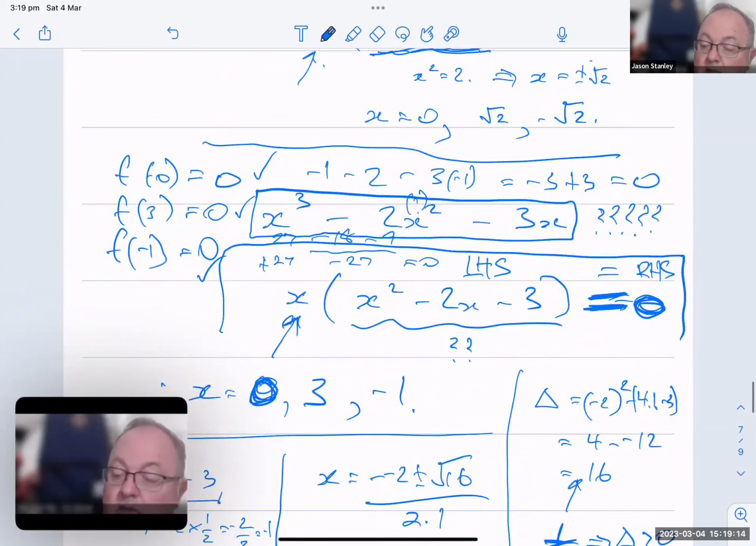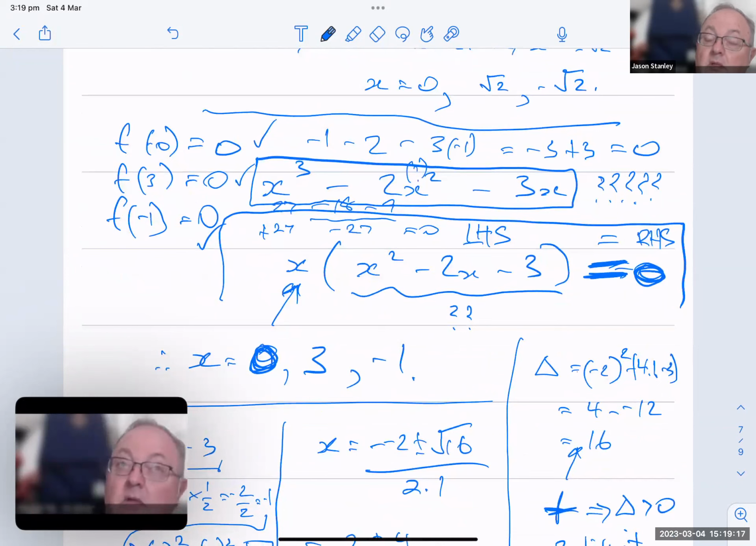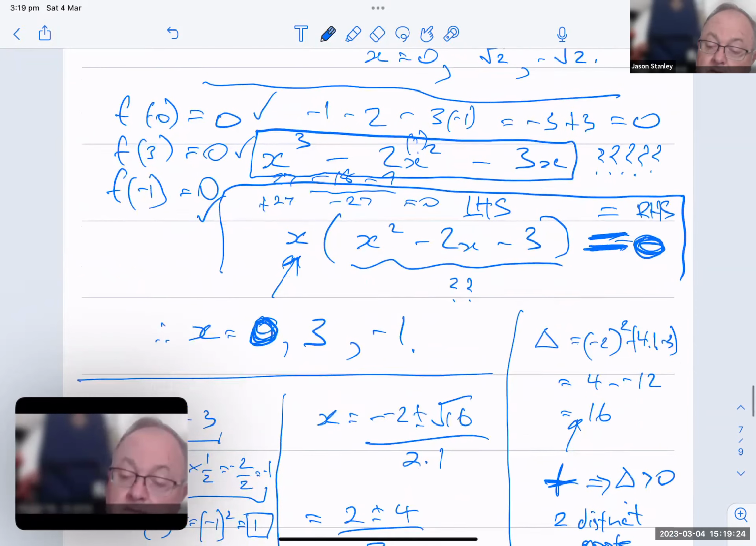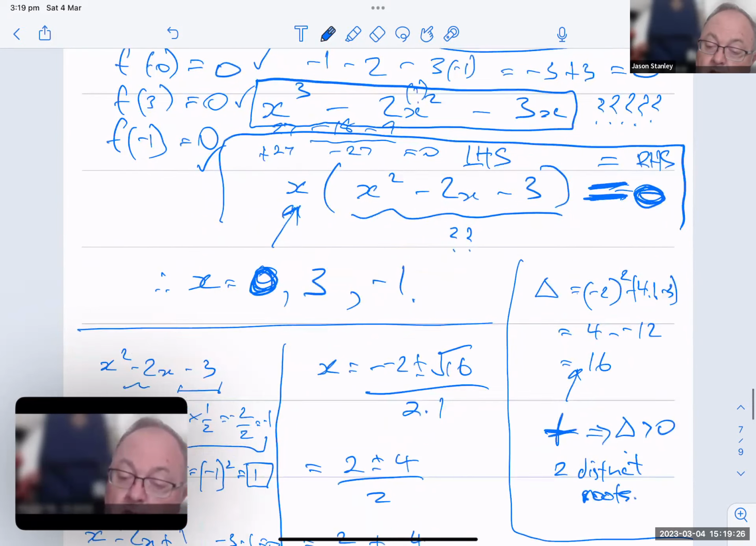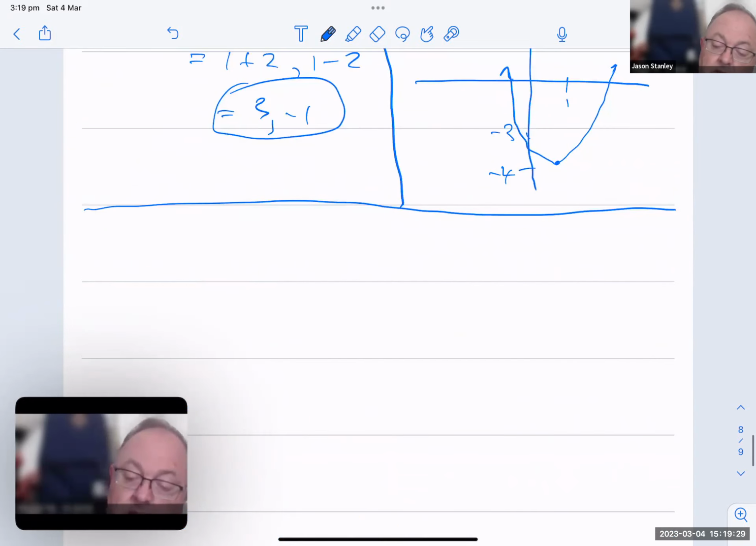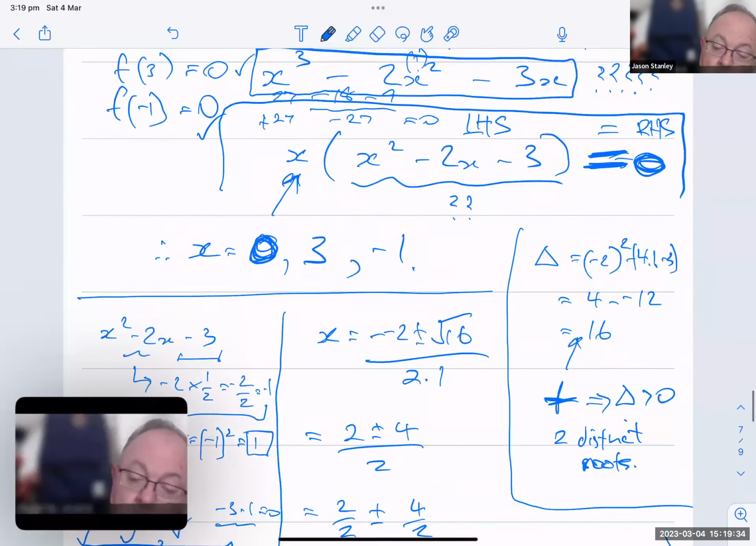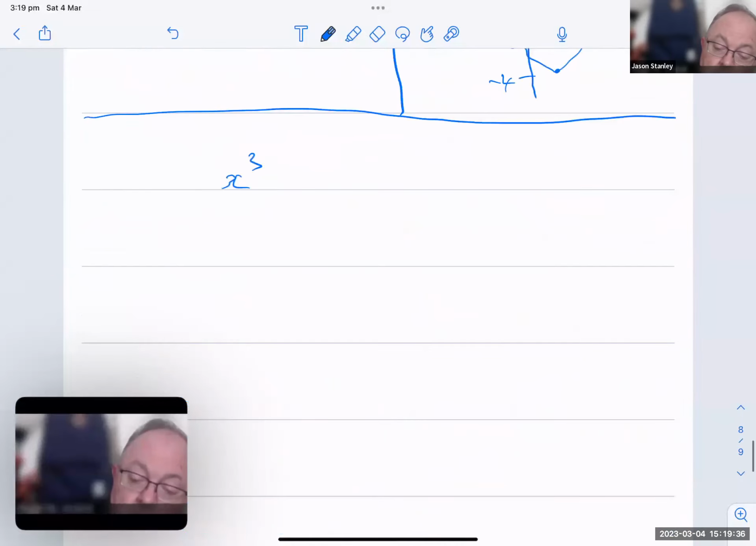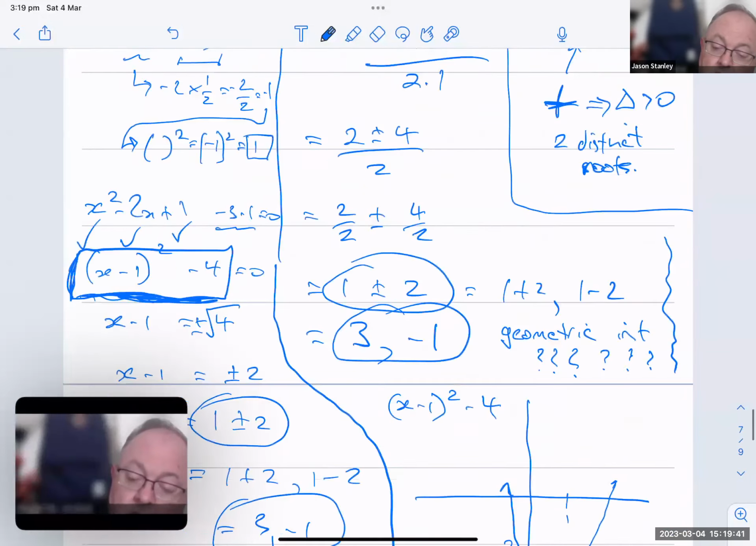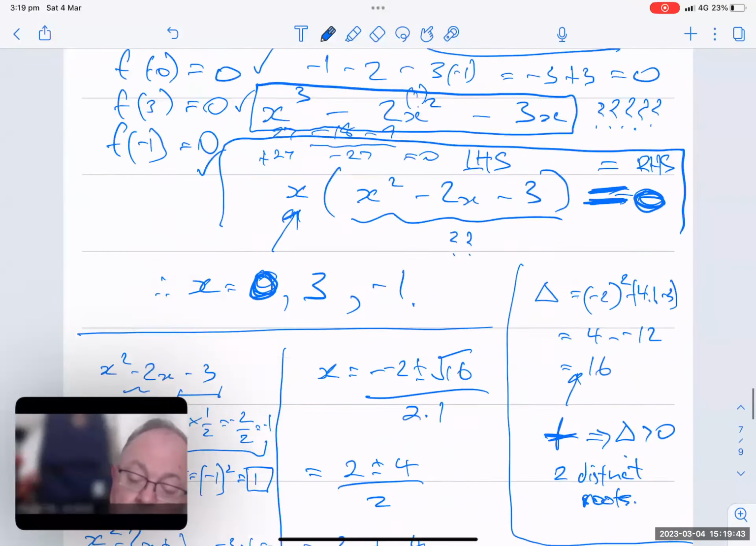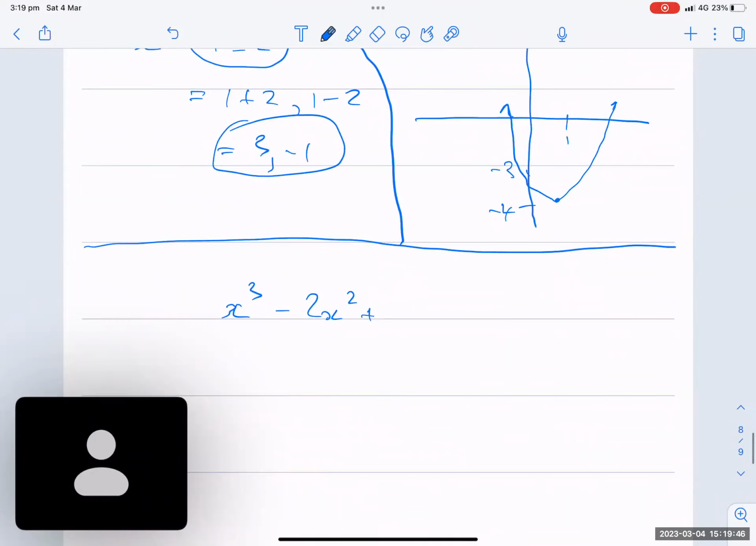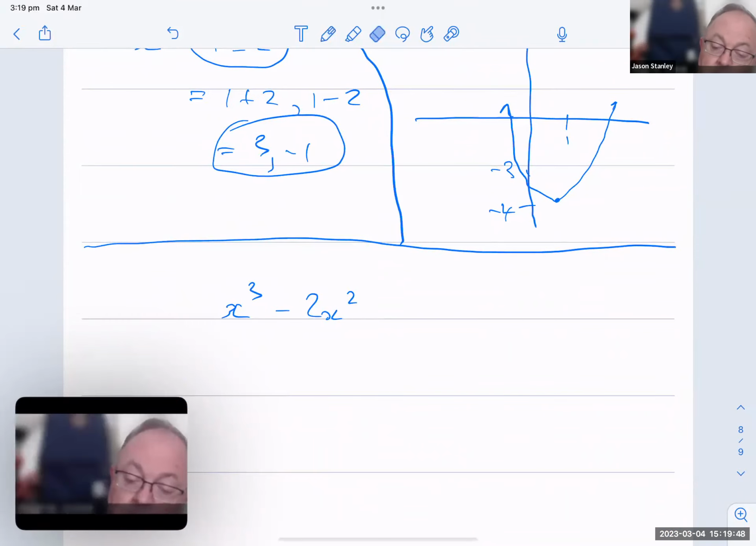Now, guess what we haven't done? We haven't done polynomials of a higher order. So the question becomes, how do I sketch something that's higher than a quadratic? I think that's what you're asking me. So if I'm sketching something that's higher than a quadratic, x cubed minus 2x squared plus 3x, was it? Minus 3. Minus 3x.